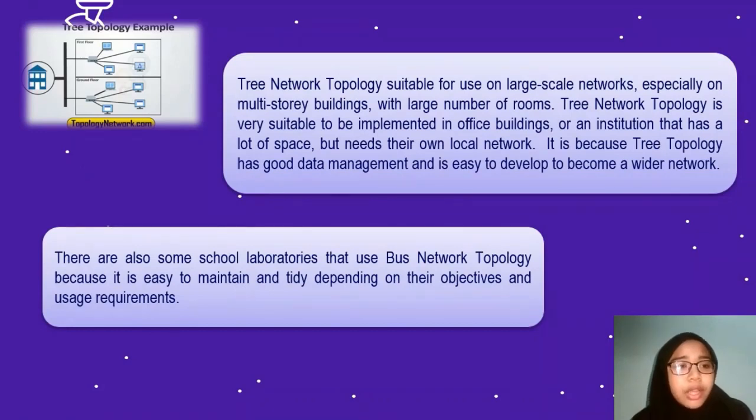However, as we stated before, every type of network topology is suitable for different purposes, depending on the overall network size and objective. For example, tree network topology is suitable for large-scale networks, especially multi-story buildings with a large number of rooms. Tree network topology is very suitable for office buildings or institutions that have a lot of space but need their own local network. It is because tree topology has good data management and is easy to develop into a wider network. There are also some school laboratories that use bus network topology because it is easy to maintain and tidy, depending on their objective and users' requirements.